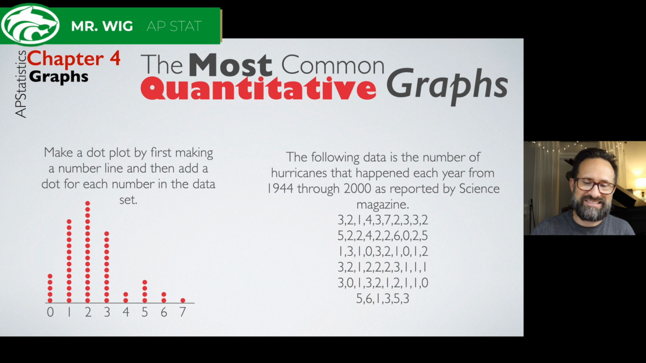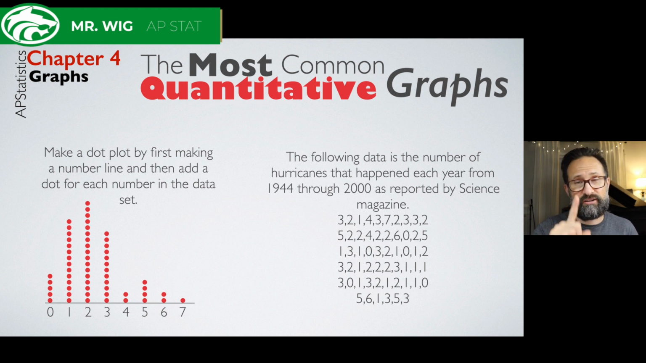I could probably make this easier with a histogram with that many data points, but I get the same kind of result. You can see here that the majority of the time there's around 2 hurricanes per season, and it's kind of going off to the side, off to the right side, which we call skewed right.